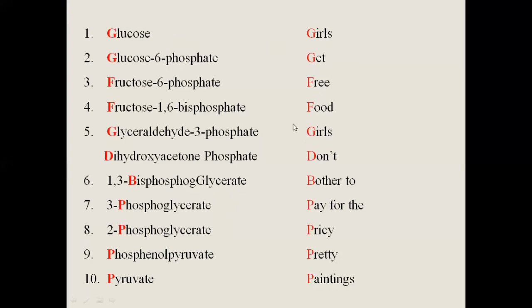This step is also known as the splitting phase, in which one molecule gives glyceraldehyde 3-phosphate and dihydroxyacetone phosphate. The dihydroxyacetone phosphate is reversible, and it will be converted into glyceraldehyde 3-phosphate. Then 1,3-bisphosphoglycerate, 3-phosphoglycerate, 2-phosphoglycerate, phosphoenolpyruvate, and pyruvate. So you can remember these substrates of glycolysis by this simple mnemonic: girls get free food and girls don't bother to pay for the pricey, pretty paintings.